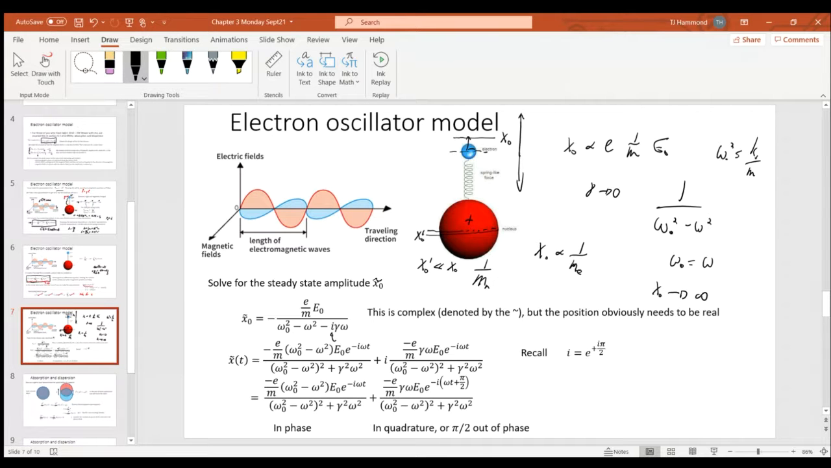But we have this damping term gamma that we don't know what it is yet. It's just phenomenological, but it's going to prevent this thing from ever blowing up to infinity. It'll keep it at some finite value.